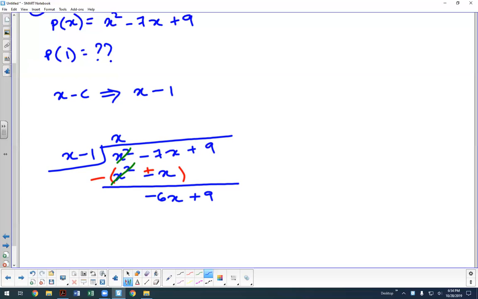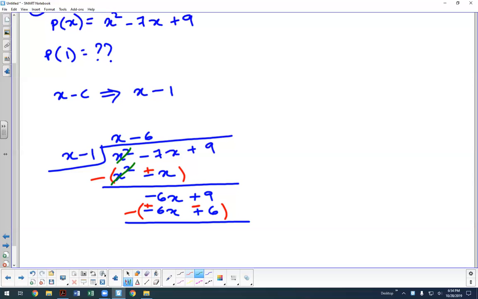So I have an x here. I have a negative 6x here. So what should I have in my quotient? Yeah, negative 6. So that when I multiply, I will have x times negative 6, which is negative 6x, negative 1 times negative 6, positive 6. And then again, this is still long division. So we take a minus sign. And negative times negative will become positive. Positive times negative will become negative.